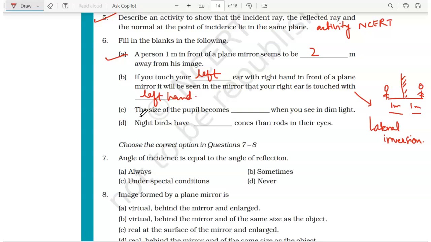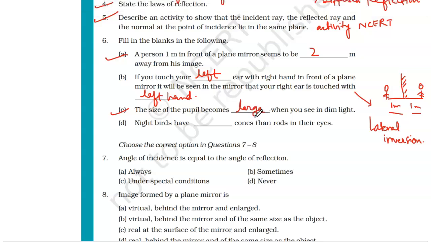The size of the pupil becomes dash when you see in the dim light. In dim light, the size of the pupil becomes large. In bright light, the size of the pupil becomes small. Number D. Night birds have dash cones than rods in their eyes. Night birds have fewer cones.